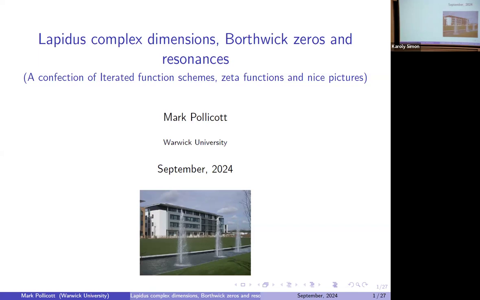Yeah, so the title involves 3 objects. My hope is not to get through all of them. I'm hoping to get through a discussion of Lapidus complex dimensions. Maybe with some luck, I'll say something about Borthwick zeros, which haven't got a lot to do with fractal geometry, but they look kind of similar. And with real luck, I won't say anything about resonances. This is my plan. If I mistime it, I may have to.